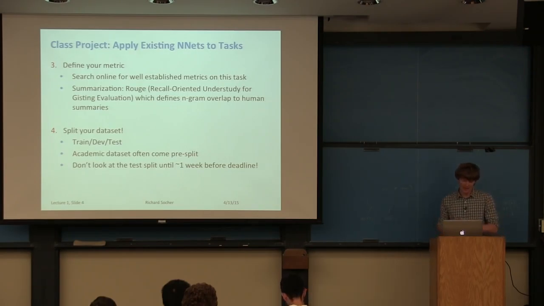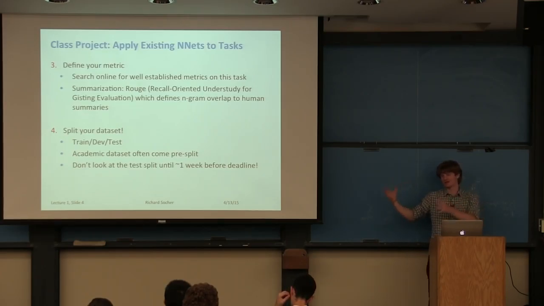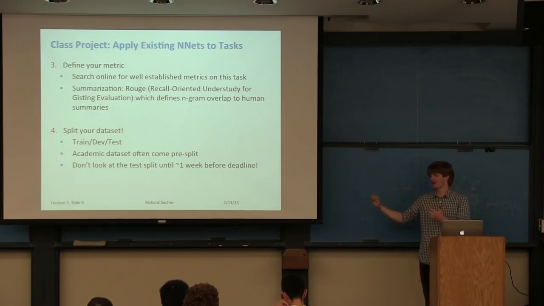In the case of summarization, you will very quickly find, if you Google something like evaluation metrics for summarization in natural language processing, things like that, the so-called Rouge metric, which is recall-oriented understudy for gisting evaluation. It's basically a simple n-gram overlap type metric that takes the human summaries, takes your summaries, and looks at how many n-grams are overlapping between the human summaries and the one your algorithm generates.